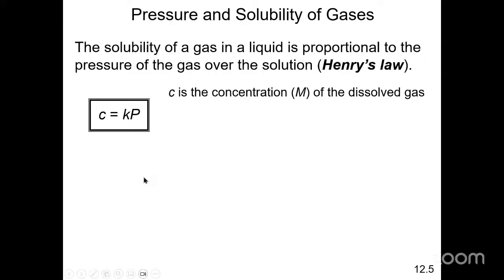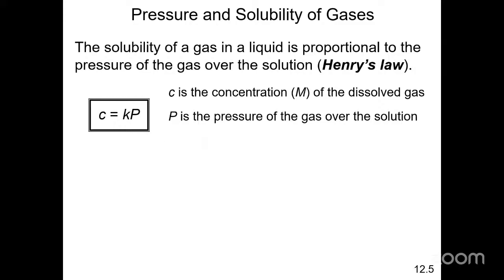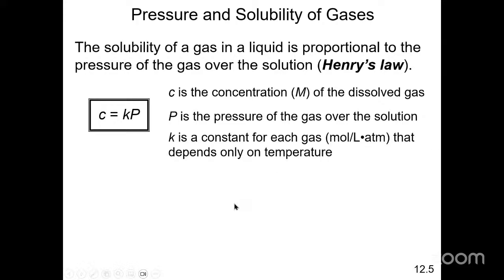C is the concentration of the gas, usually in M, but it can be described in other units as well. P is the pressure of the gas, and the pressure can be expressed in different units: atmospheres, millimeters of mercury, and so on. And then K is a constant, which is related to the gas, and it can be expressed in moles per liter times atmospheres, but this unit can also be millimeters of mercury or whatever pressure units.